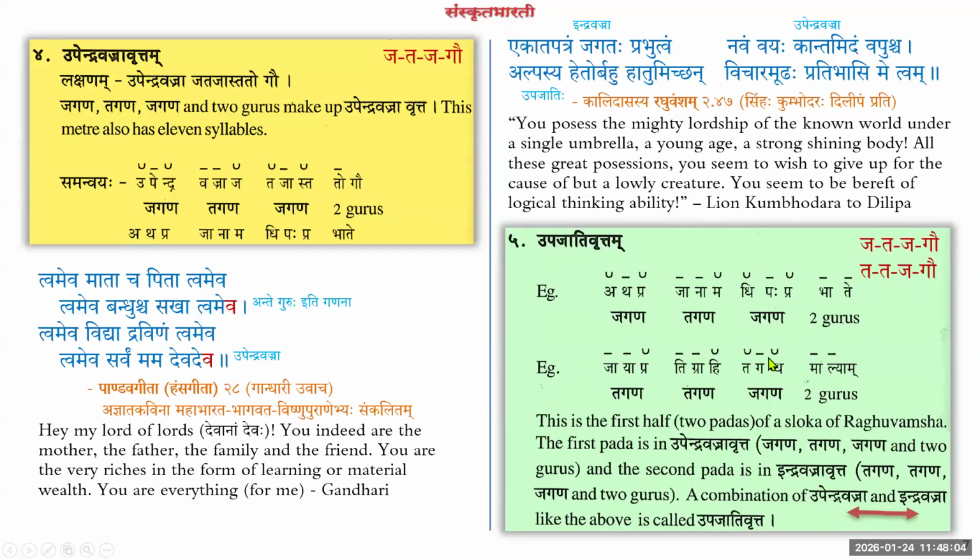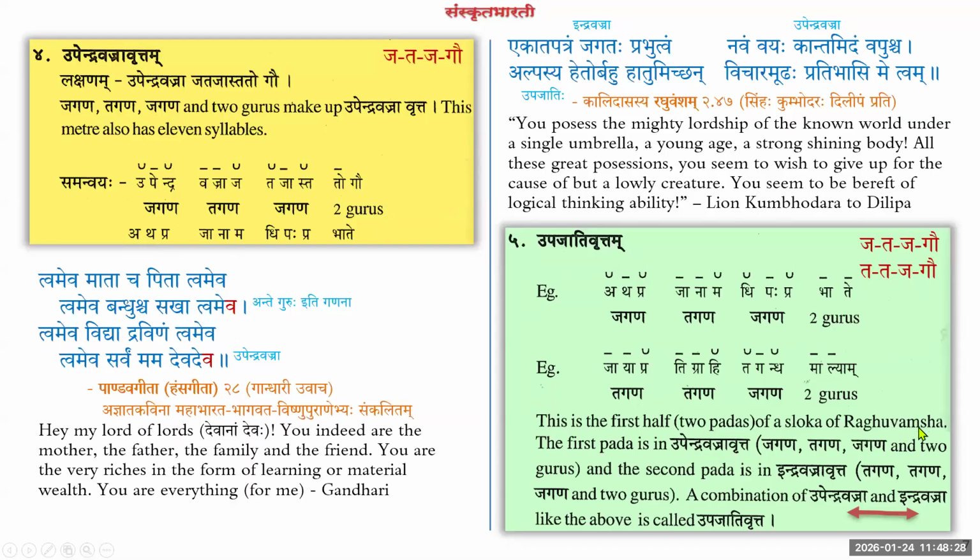Maybe there is something. I am not aware. I'll have to search and find out. Probably somebody will have written Upendra Vajra, Indra Vajra, something they would have done. This is the first half of two padas of a shloka of Raghuvamsha. Okay, it is indeed one shloka. So that shloka is actually in Upendra Vajra, not Indra Vajra, but a very close relation.